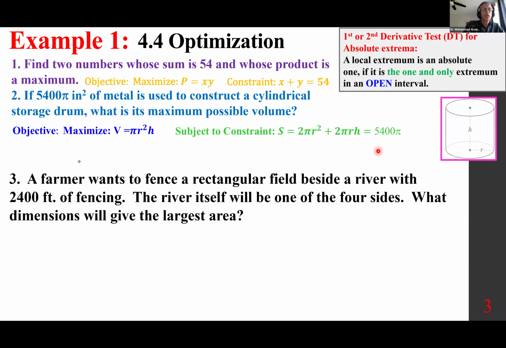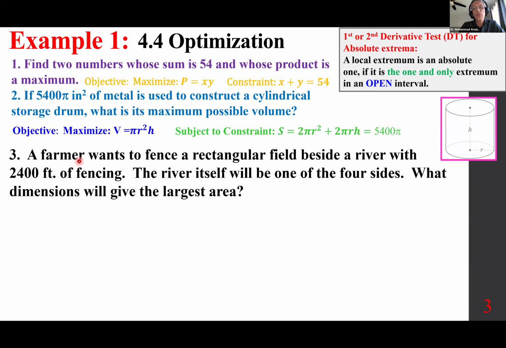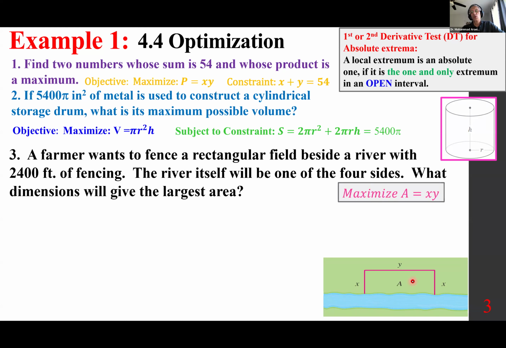Another example: a farmer wants to fence a rectangular field beside a river with 2,400 feet of fencing. The river itself will be one of the four sides. What dimensions will give the largest area? So you want to define your variables. You do the drawing and you say X represents the width, Y represents the length. We want the area to be maximized. So maximize area equals X times Y.